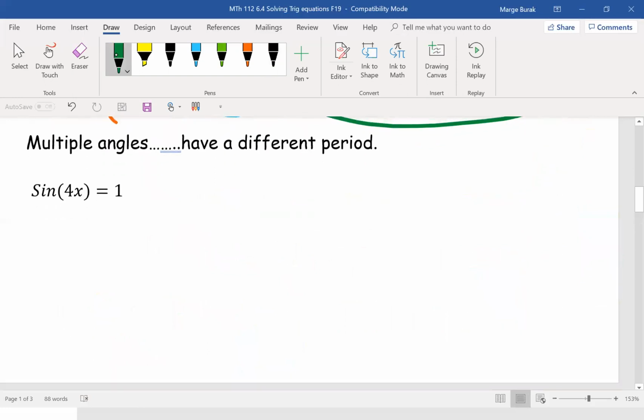Okay, now let's go on to a little twist here. When we have multiple angles, we have a different period. If you go back to review when we graphed the sine of x versus the sine of 2x, well, that changes the period because the period is 2 pi divided by b. On this one, the period is 2 pi.